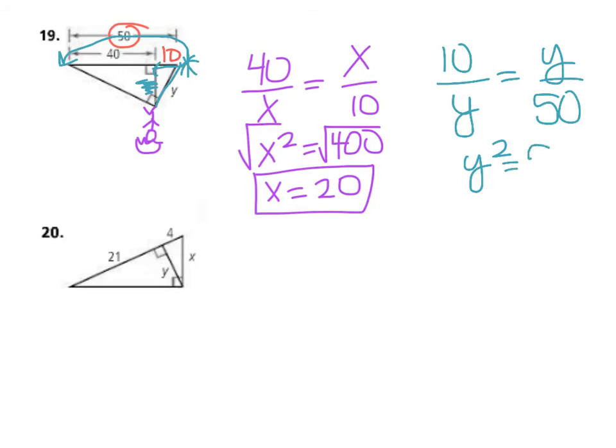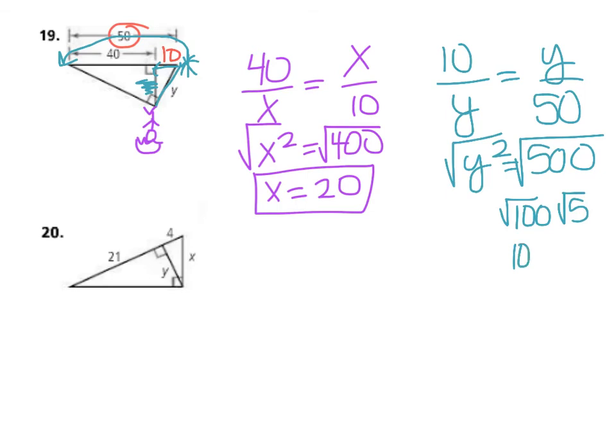We get y squared is equal to 500. And then we have to find a perfect square that goes into 500. Think real big. 100 goes into it 5 times. So that's going to be 10 radical 5. And that's what y equals.